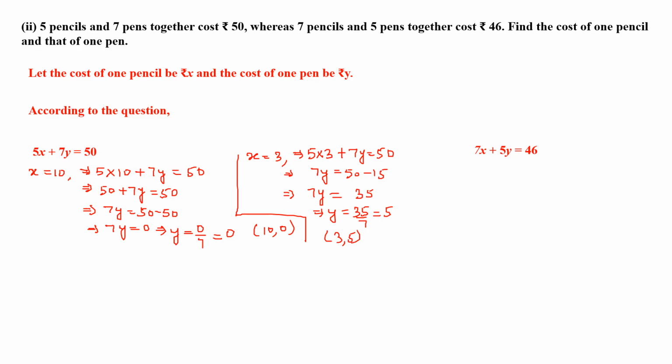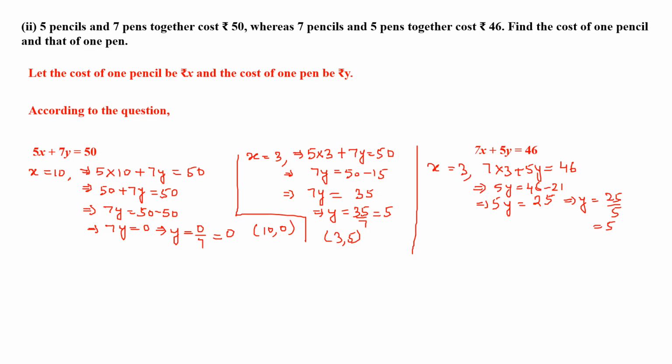Now in the same way we have to find the coordinates for the other equation. So now I'm going to put the value of x as 3 here. So I will get 7 into 3 plus 5y equal to 46. Now 7 into 3 is 21. Transposing 21 to the other side, I will get 46 minus 21, which will give me 25. So the value of y is 25 by 5, which is 5. So my one coordinate is 3, 5.